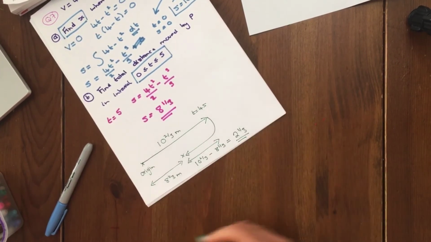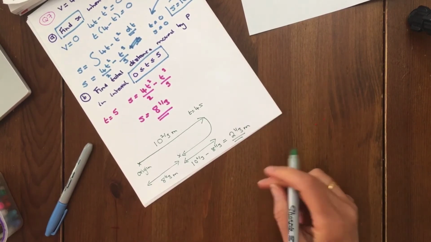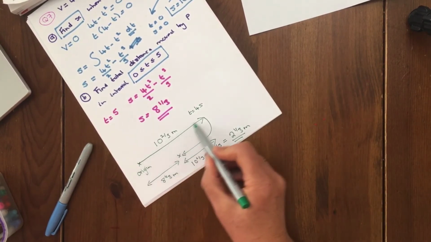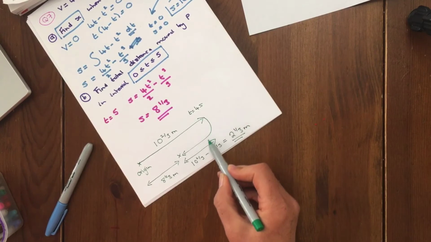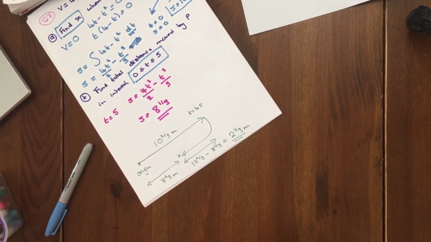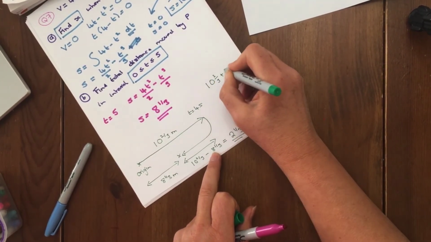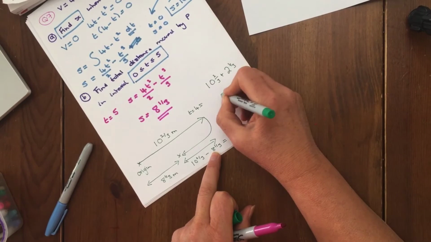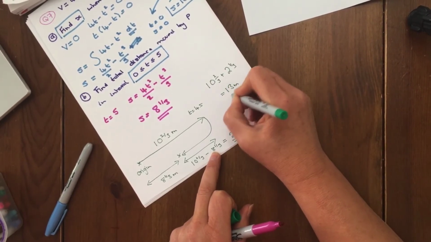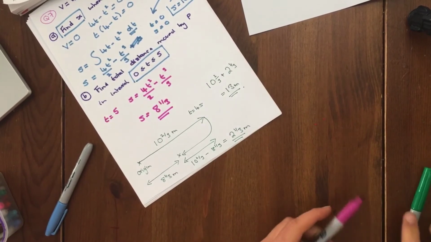So I hope all of that was on the page, it didn't come off the video. Okay, so we travelled 10 2/3, and then we travelled another 2 1/3. So the total displacement travelled is 10 2/3 plus 2 1/3, which is 13 meters. So quite a difficult question, that question 7.